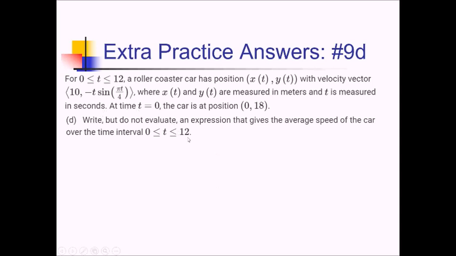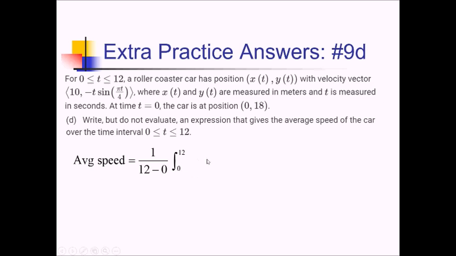For this last part of the problem, if you survived part C, and this is a really good example of why you keep reading even if a problem is kind of daunting, all you have to do is write but do not evaluate an expression giving the average speed of the car over the interval 0 to 12. So just average value setup: we're going to have 1 over the interval length, so 1 over 12 minus 0, times the integral from 0 to 12. Already you probably have some points if you got this in there.